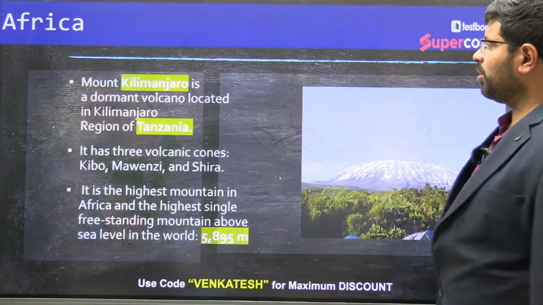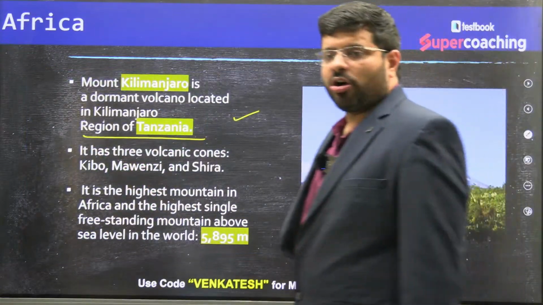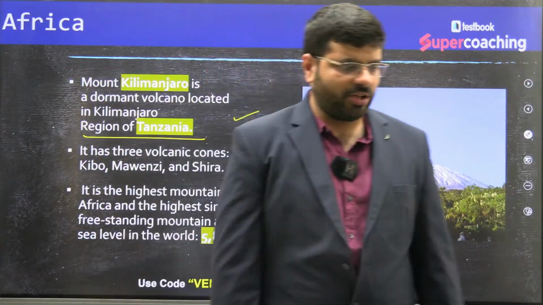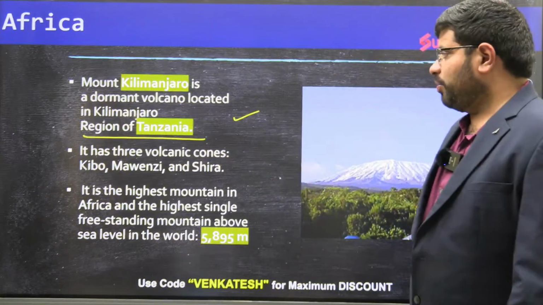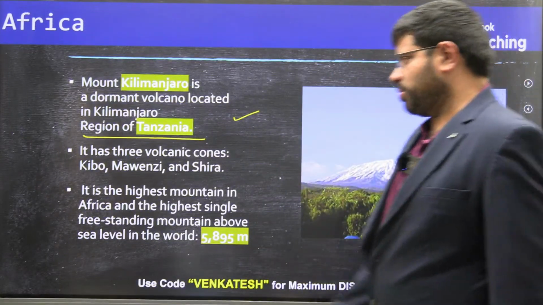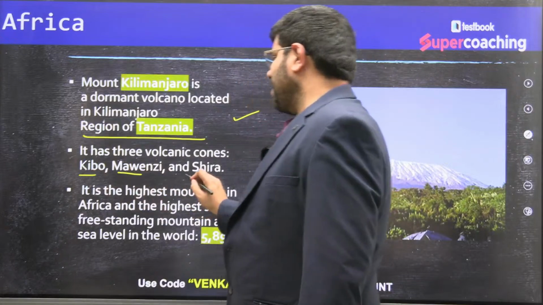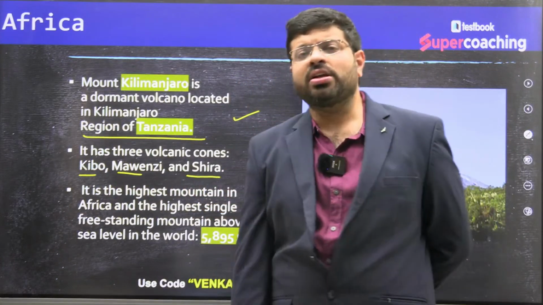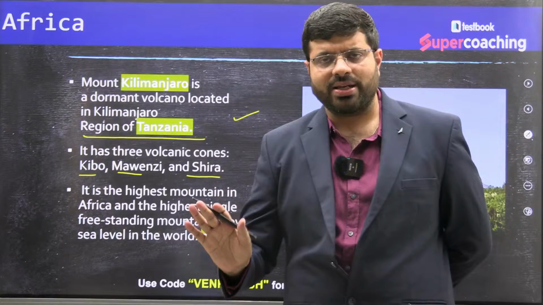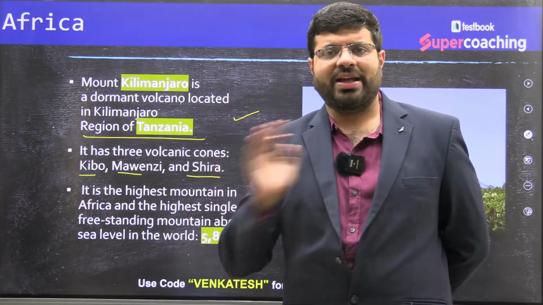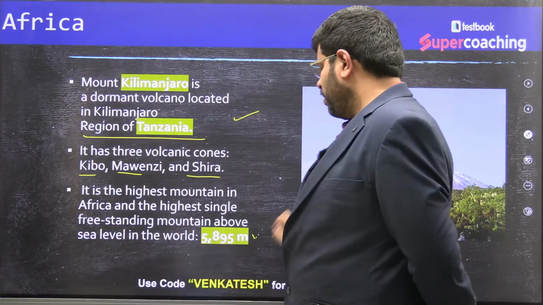So when you talk about Kilimanjaro, it is a dormant volcano. We don't find much eruption in the present era. You will see that it has 3 volcanic cones: Kibo, Mawenzi and Shira. What you need to remember is Kilimanjaro, Tanzania, highest point. What is the height? 5,895 meters.